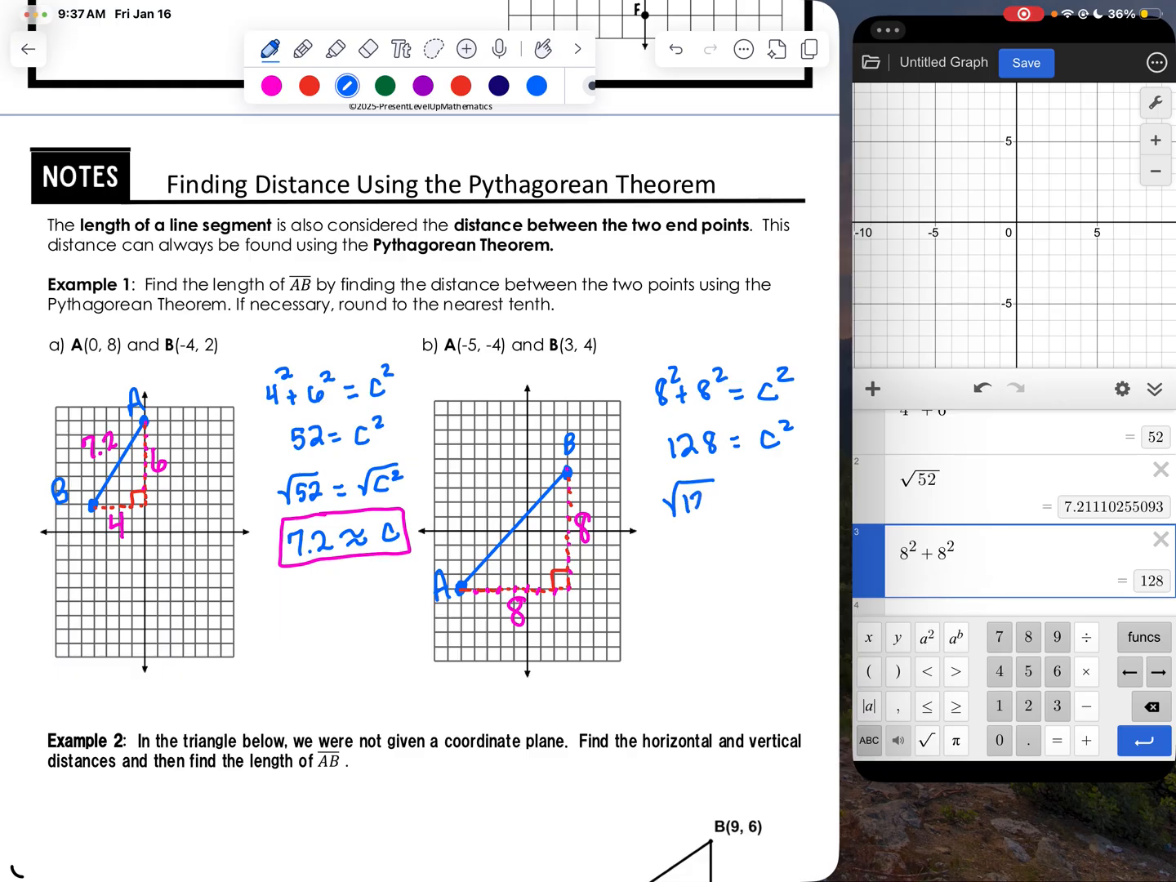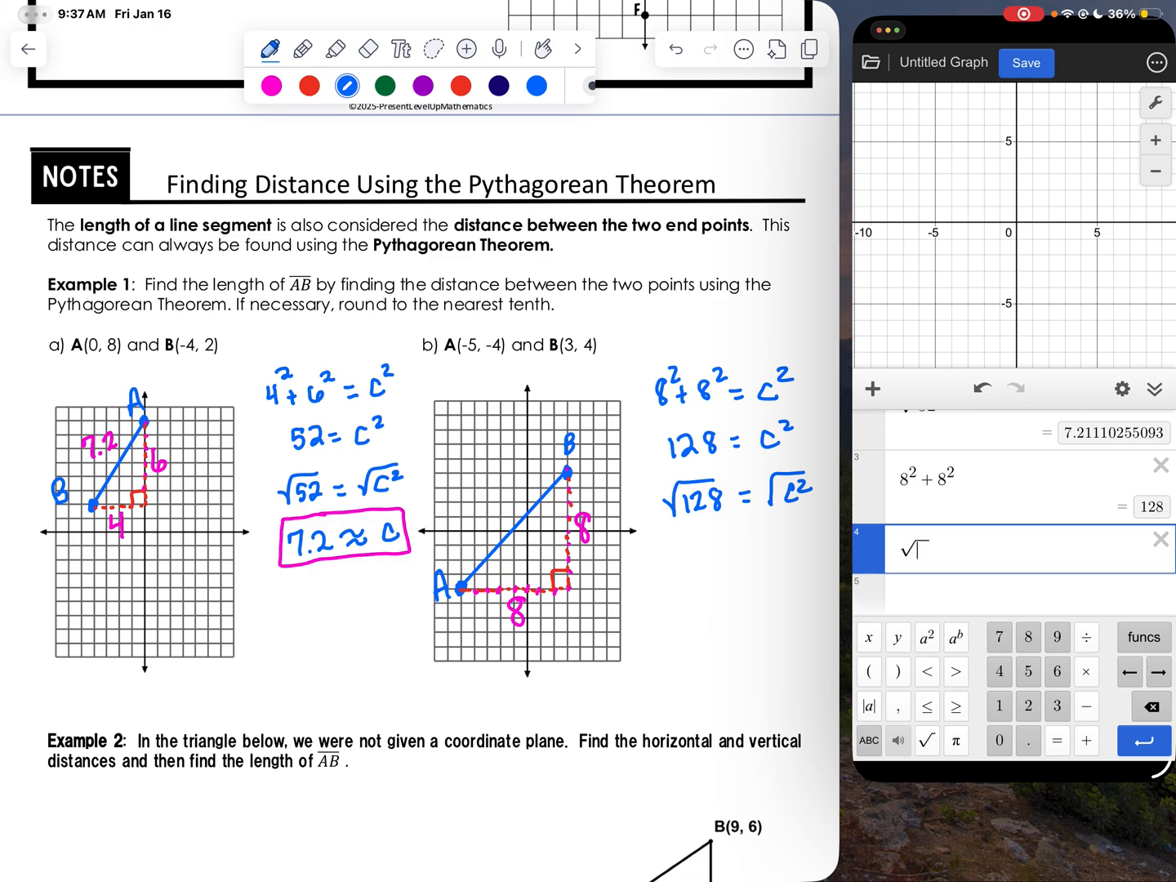So I have to take the square root of both sides. And let's calculate what that would be on our calculator. The square root of 128 would be approximately 11.3. So 11.3 is approximately equal to c. Now I'm going to go back and label the hypotenuse here. So the length of line segment AB is approximately 11.3 units.